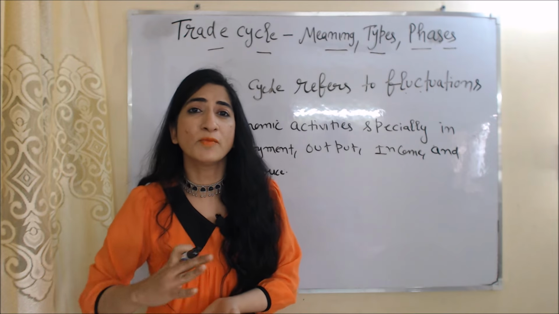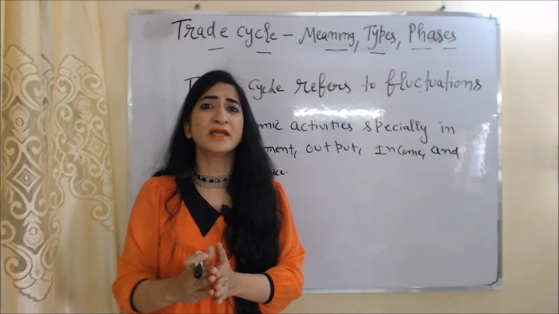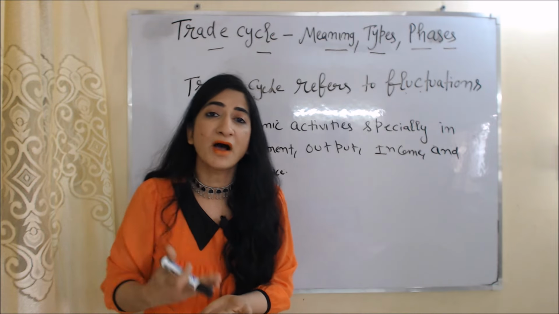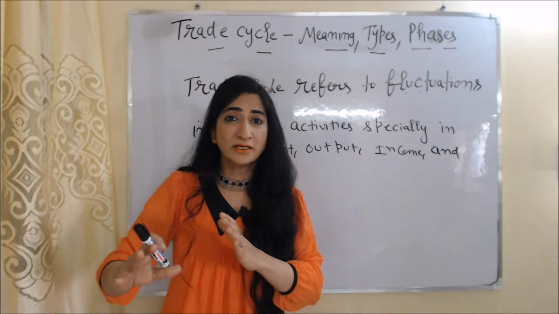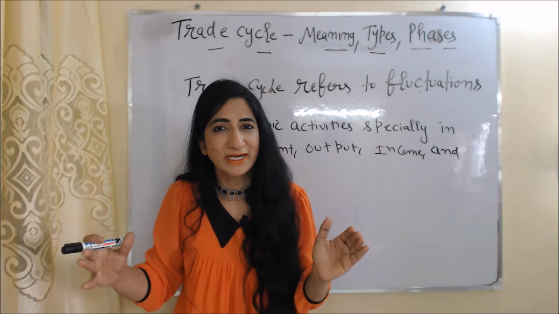As we know, there are so many ups and downs in the economy. Sometimes price becomes very high, sometimes employment falls, sometimes demand exceeds supply. These economic activities create fluctuation in the economy, and these fluctuations are called trade cycle.